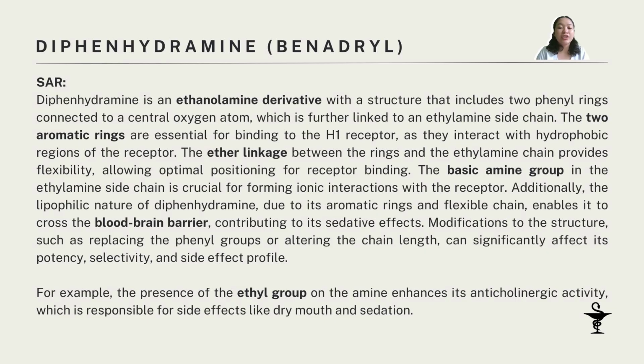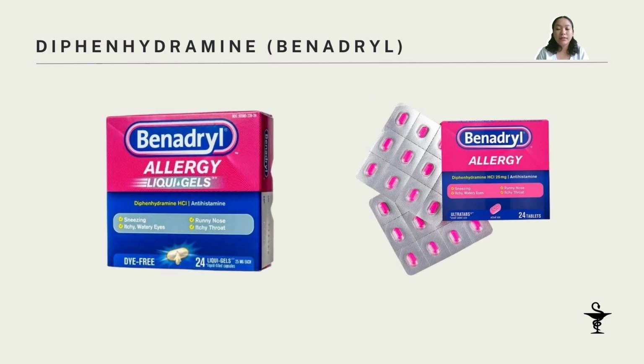So the basic amine group in the ethylamine side chain is crucial for forming ionic interaction with the receptor. Additionally, the lipophilic nature of diphenhydramine, due to its aromatic rings and flexible chain, enables it to cross the blood-brain barrier, contributing to its sedative effects. Modification of the structure, such as replacing the phenyl groups or altering chain length, can significantly affect its potency, selectivity, and side effect profile. And this is the example of the diphenhydramine or Benadryl drug, as you can see on the next page.